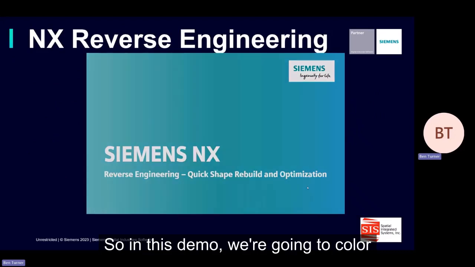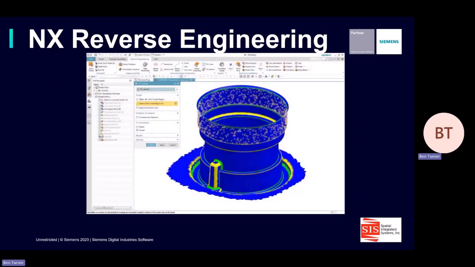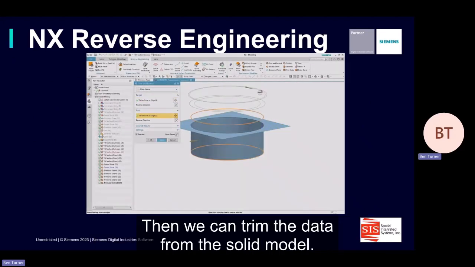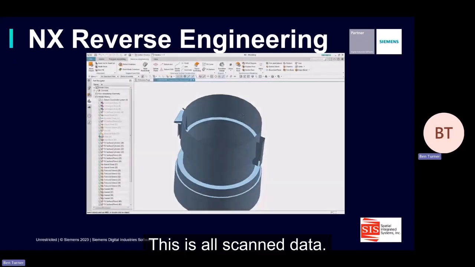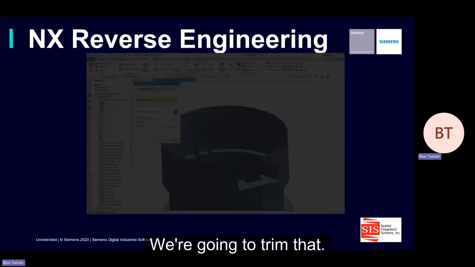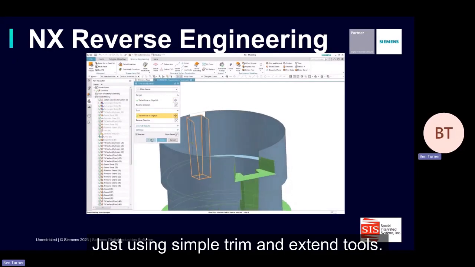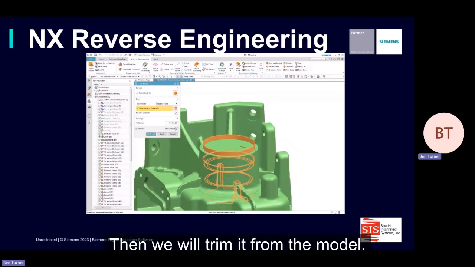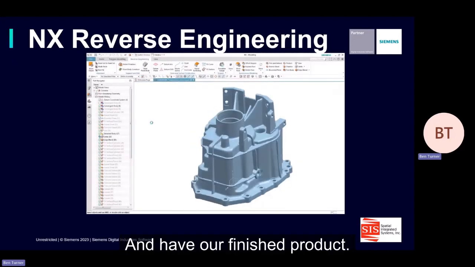So in this demo, we're going to color the part and use these colors to rebuild the parts through reverse engineering and traditional surfacing. Then we can trim the data from the solid model. You can see the colored parts. This is all scanned data. And now we have the convergent data. We're going to trim that, just using simple trim and extend tools. And then we will trim it from the model and have our finished product.